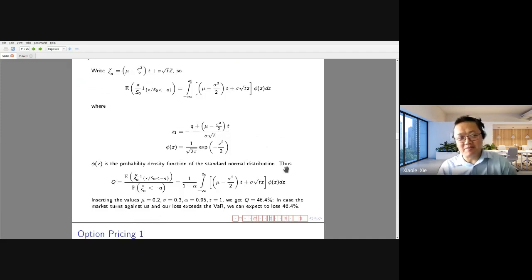So that means if the market does go against us and it goes so badly that our loss exceeds the value at risk, which we have 95% confidence that it will not be exceeded, but if it is indeed exceeded, then we can expect to lose 46.4%. So as we said, it's a pretty risky investment. So that actually takes us to the next topic here.